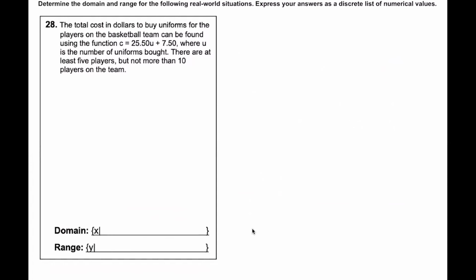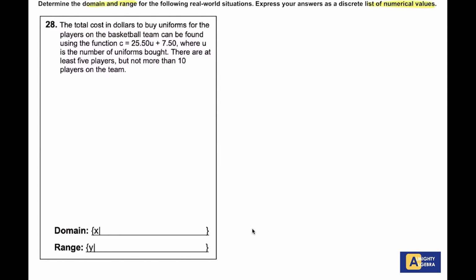The next example that I'm going to work out for you is going to be number 28. The directions for number 28 say to determine the domain and range for the following real-world situations. Express your answers as a discrete list of numerical values. You'll see why in a second.